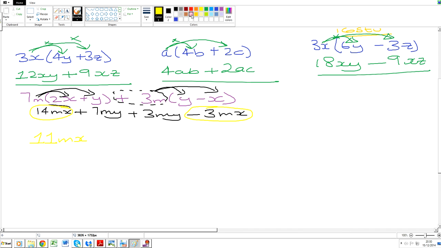Okay, next. We have plus 7my and plus 3my, which gives us plus 10my. And that is the end of that particular exercise.